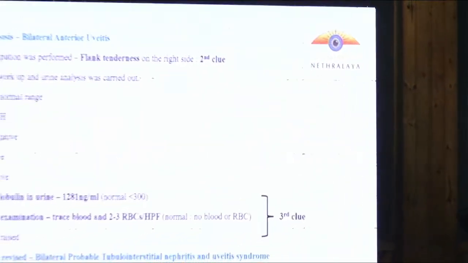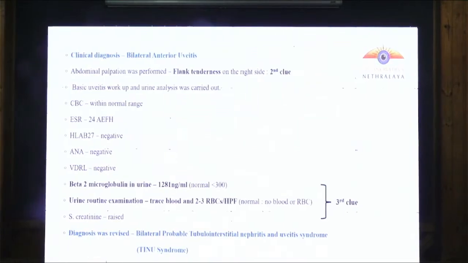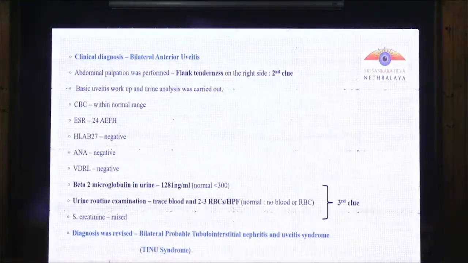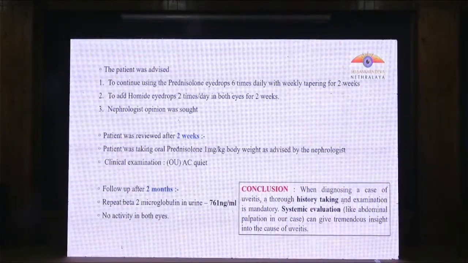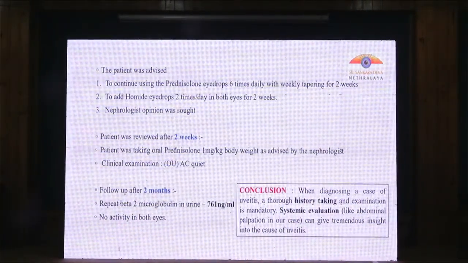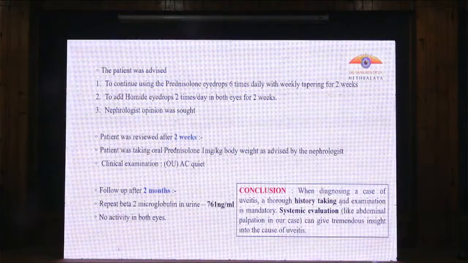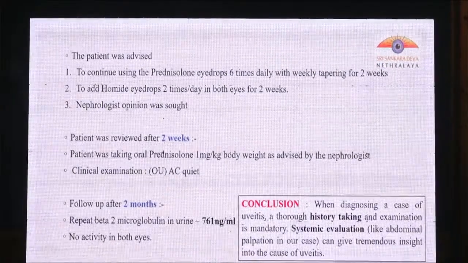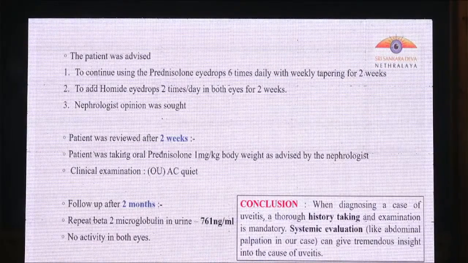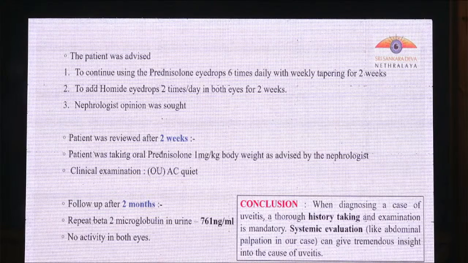So based on these laboratory findings, we revised our diagnosis to bilateral, probable case of tubulointerstitial nephritis and uveitis syndrome, based on the Mandeville criteria. The patient was advised to add homatropine along with the prednisolone eye drops that he was already using, and a nephrologist opinion was sought. The patient reviewed after 2 weeks. The eye was stable and the AC reaction had died down, and the patient was on oral prednisolone 1 milligram per kg body weight as advised by the nephrologist.